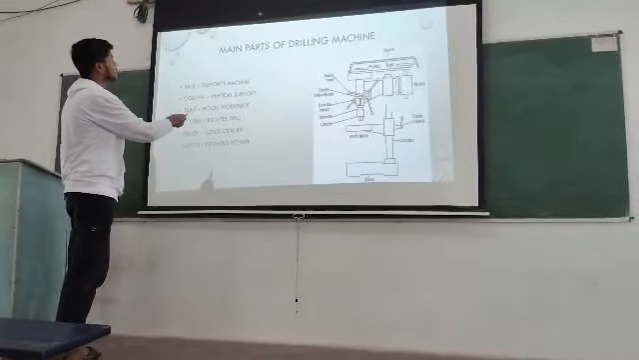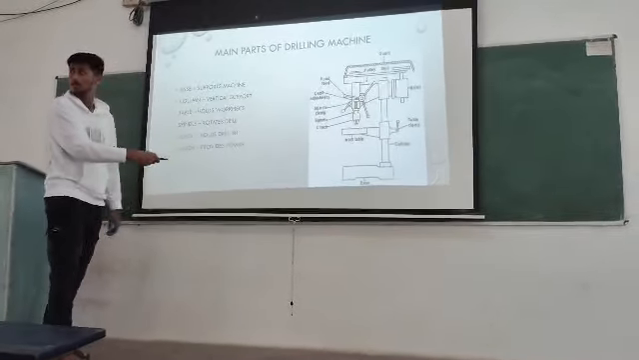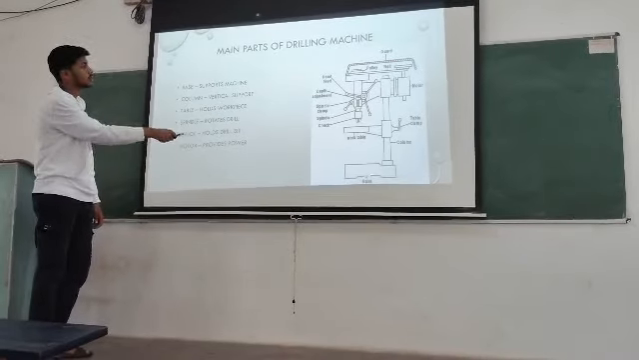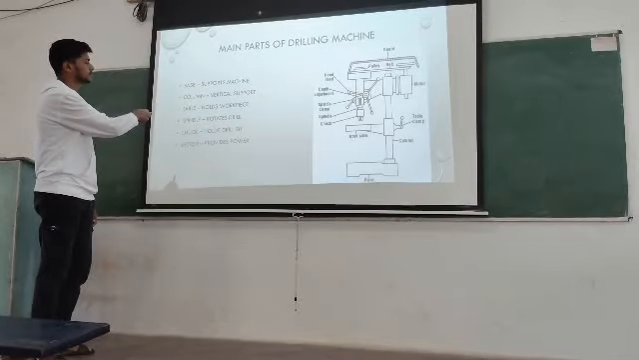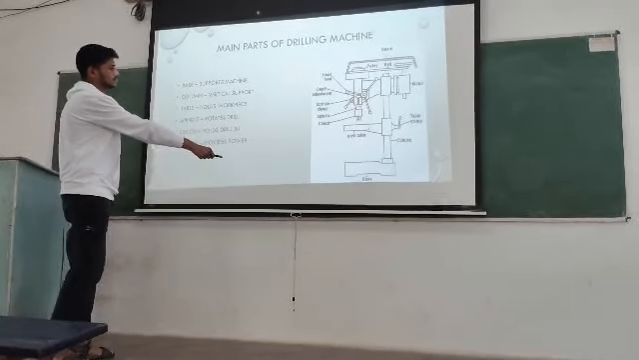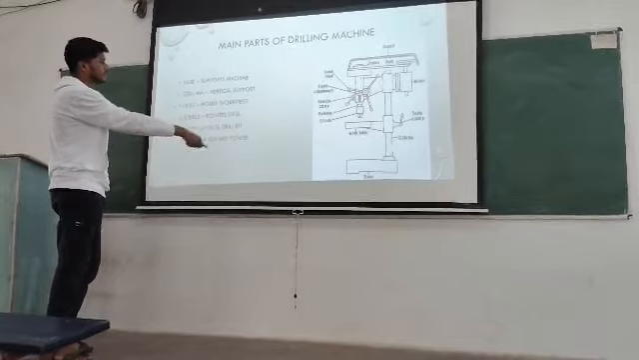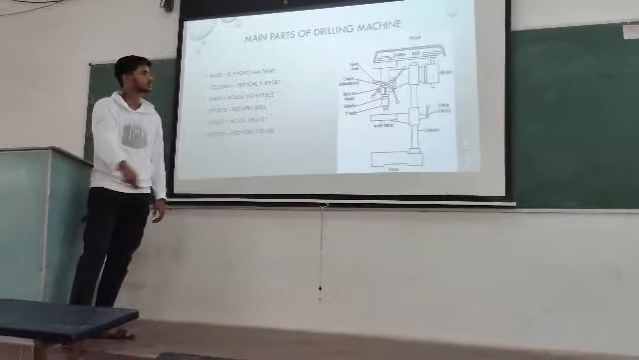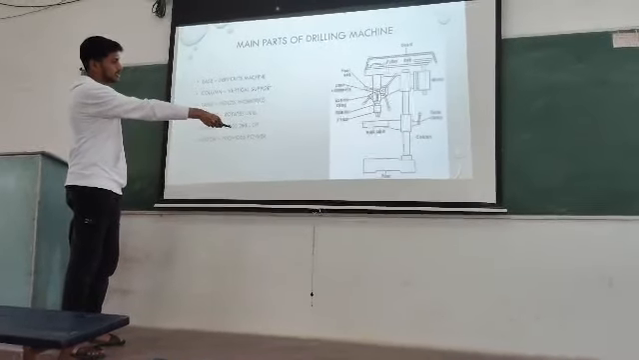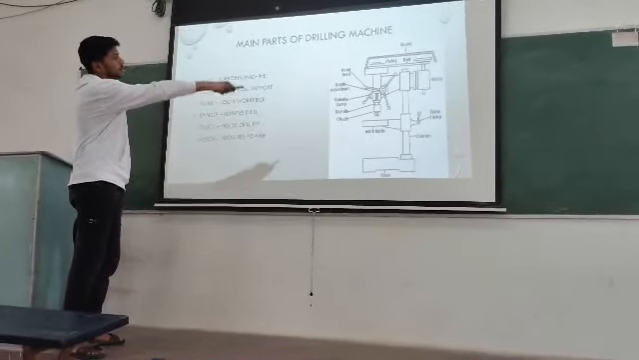So, the main parts of the drilling machine. Here this is the overall drilling machine. This full image is known as a drilling machine. The first part is the base. The base supports the machine. Everything needs a base, just as a bench has its base. The same kind of thing is in a drilling machine. This is called a base, and it supports the whole machine.